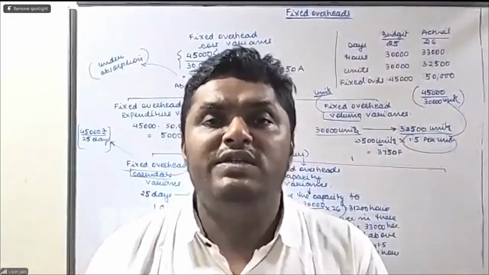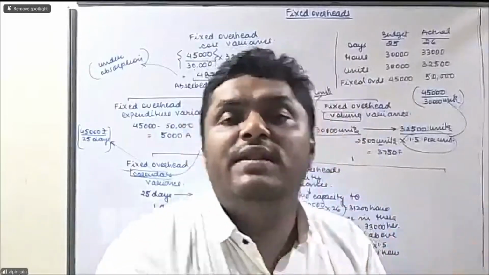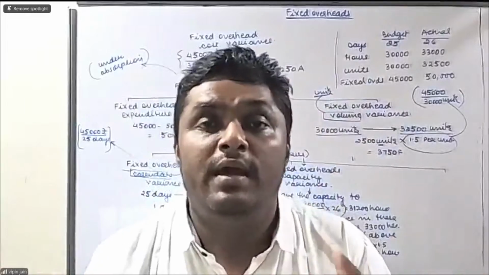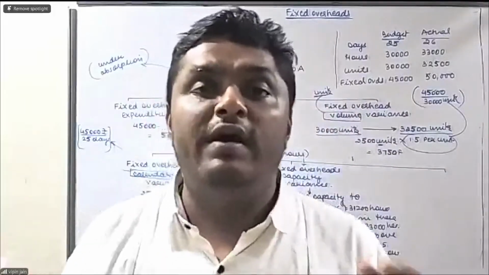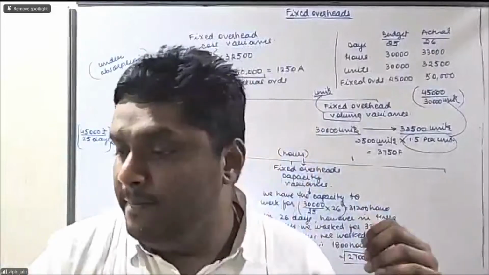So it's a very good sign for the company that the workers, in 26 days, where they should have worked 31,200 hours, worked 33,000 hours. 1,800 hours they worked extra. So it's a good sign for the company. So that's why it is favorable.